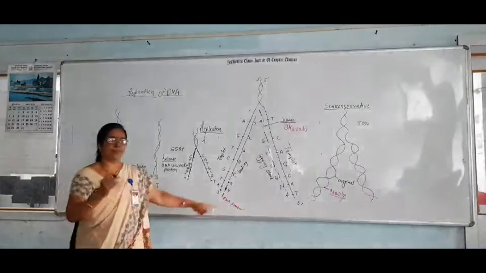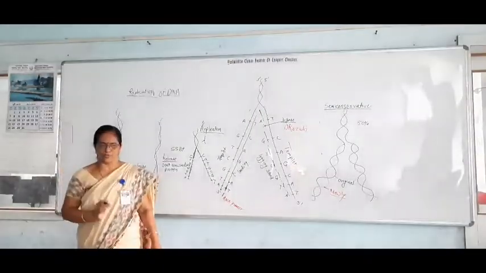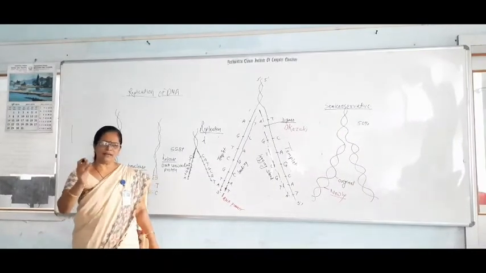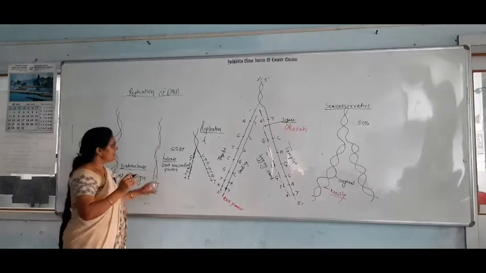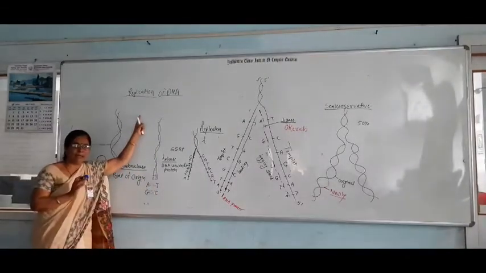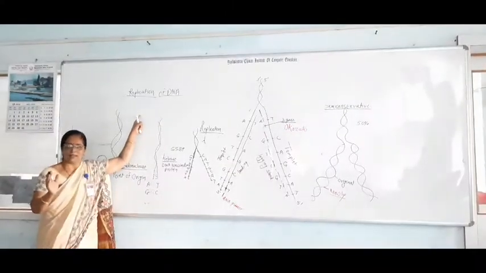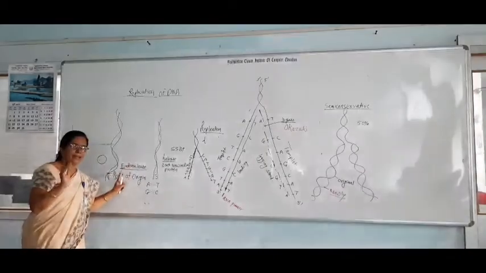Meselson and Stahl proved it with the help of heavy nitrogen isotopes. We will see later what experiment they did. So this is the simple method for the replication of DNA. Do you get my point? What is the meaning of replica? Replica means an exact copy of DNA.